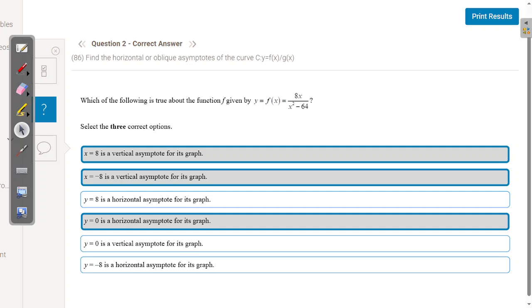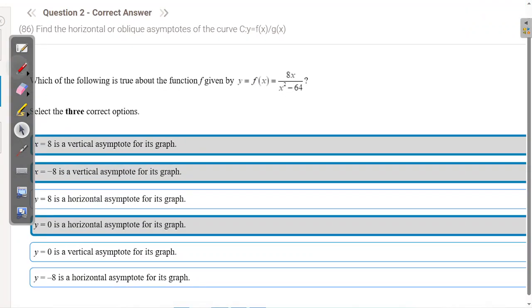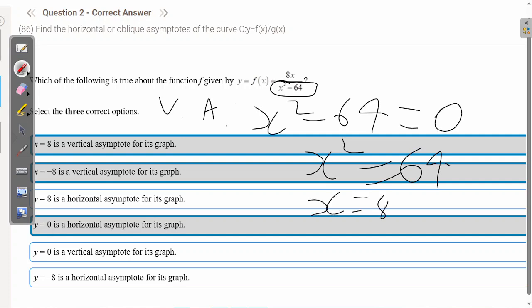Which of the following is true about the function f? And they want the asymptotes. Okay. So for the vertical asymptote, always make the denominator equal to 0. The denominator is x squared minus 64, so x squared minus 64 equals 0. So x squared equals 64. We have two solutions, x equals 8 and x equals negative 8.